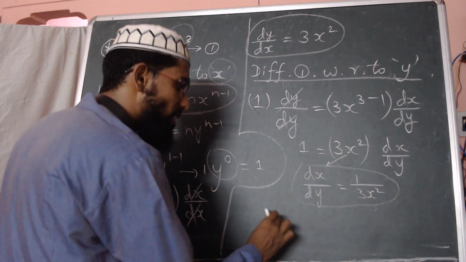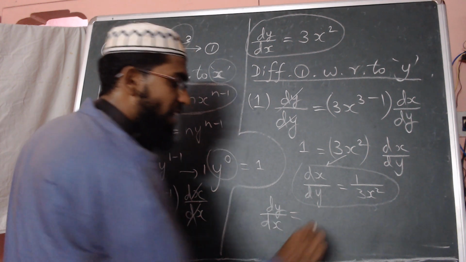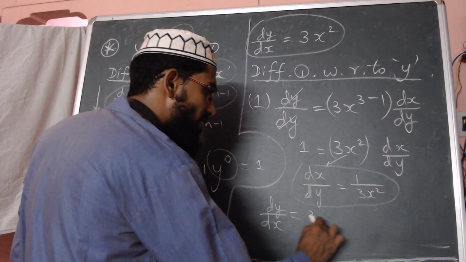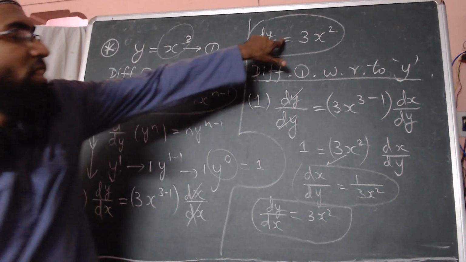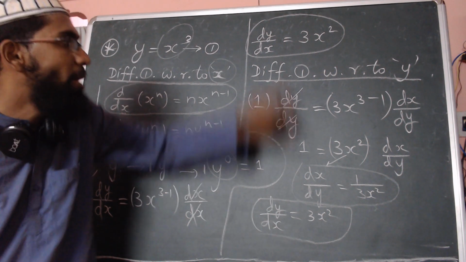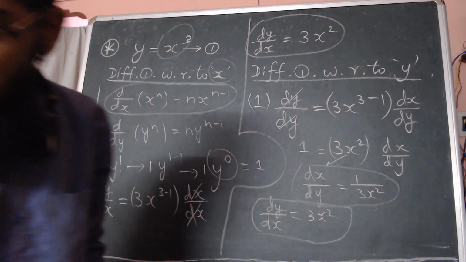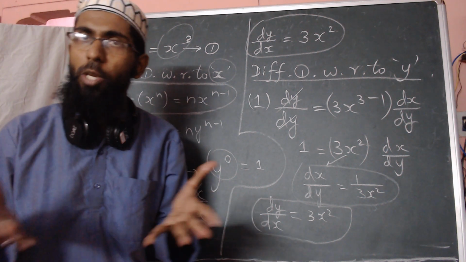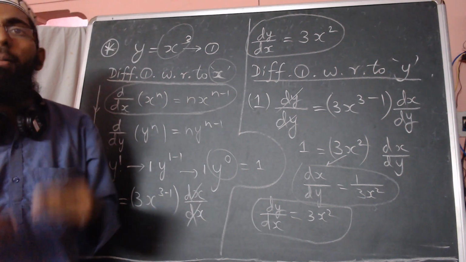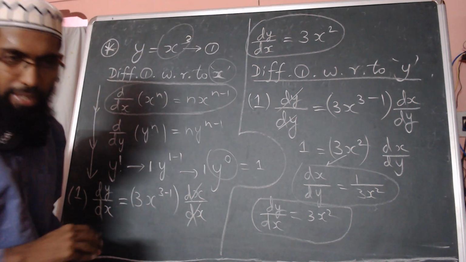If I take the reciprocal of it, the left hand side will become dy by dx. The right hand side, the reciprocal of 1 by 3x square, is nothing but 3x square. You can clearly check now in both ways, for dy by dx, I am getting the same answer. So if you take any equation, we can either differentiate with respect to x, or we can differentiate with respect to y, but as teachers, most of the time we will always differentiate with respect to x.